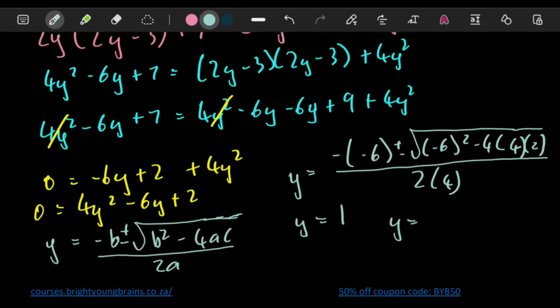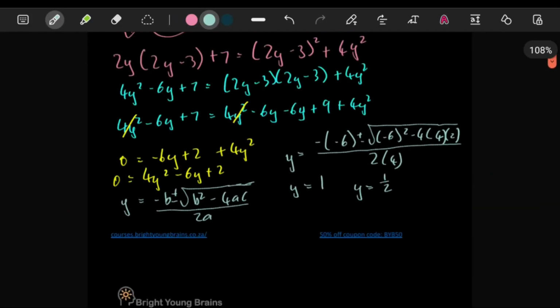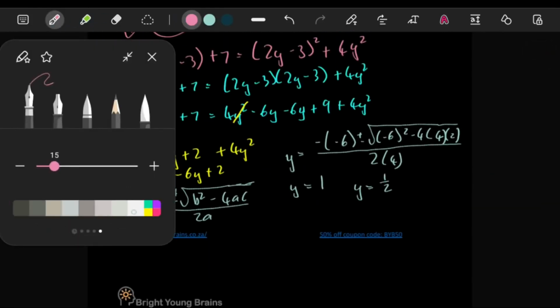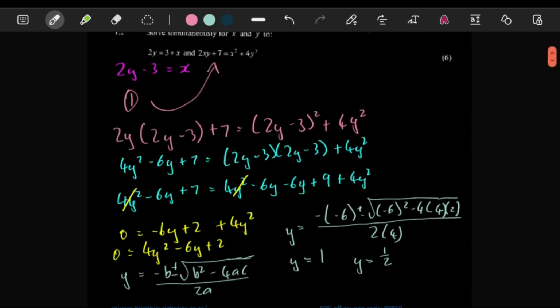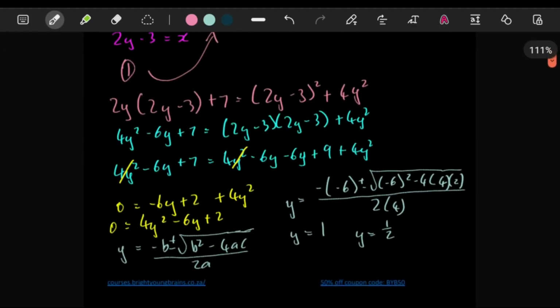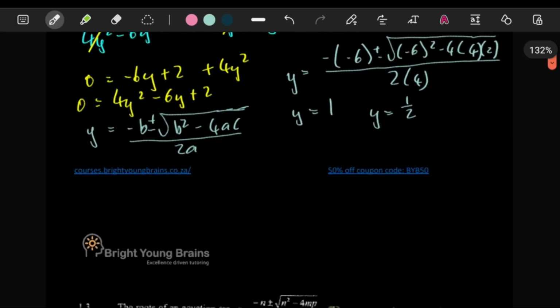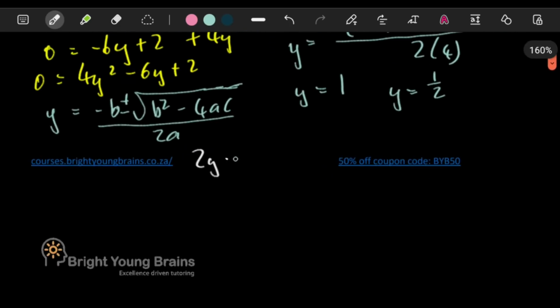So these two answers, you're going to put them into your original equations. The reason is 2y minus 3 is equal to x. So 2 times 1 minus 3 is equal to x.